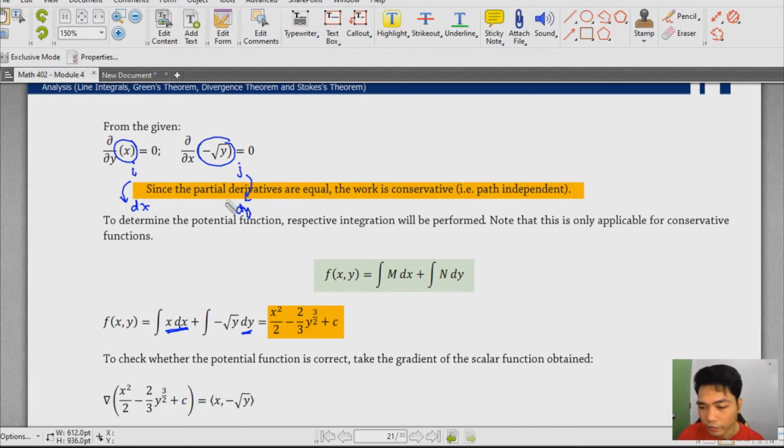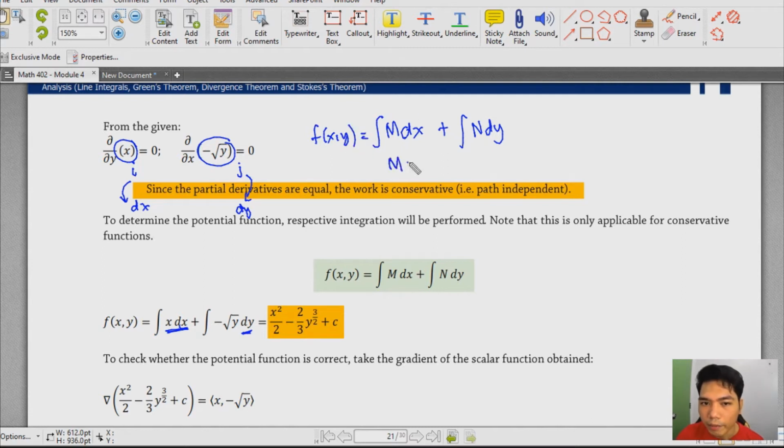So from this, ano ba yung integral? Sabi natin, the integral of x dx plus the integral of your n dy. So, hindi pala x but m. So, yung m natin ngayon, bibigyan natin ng values. So, yan. So, this is your function.